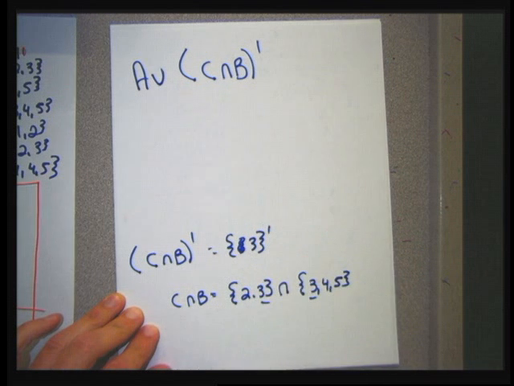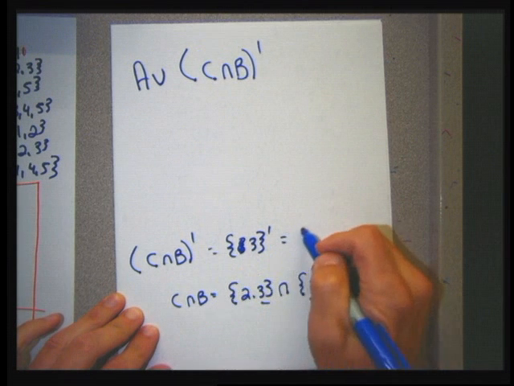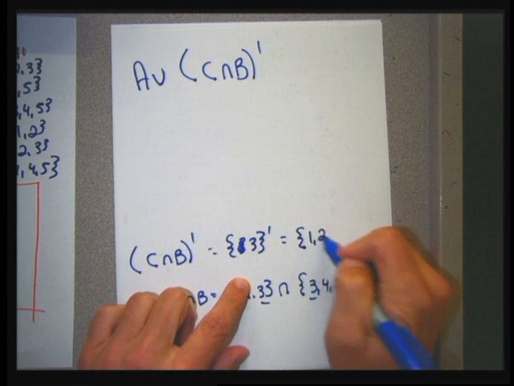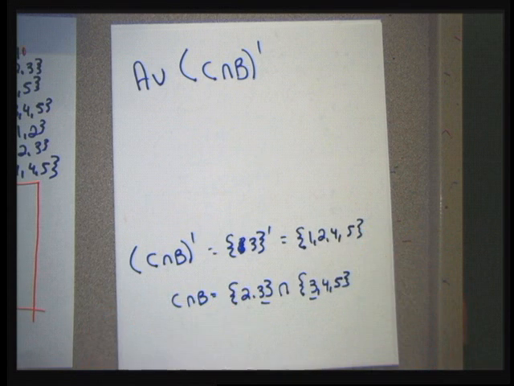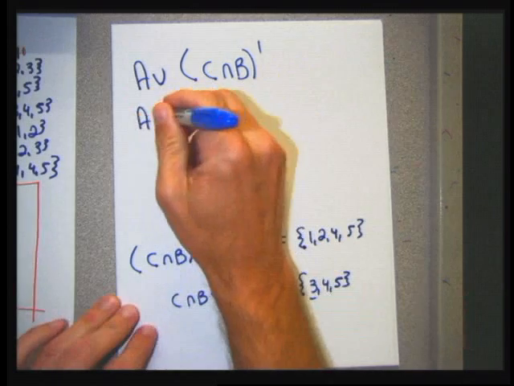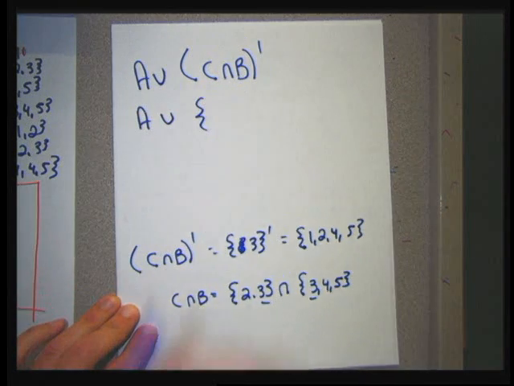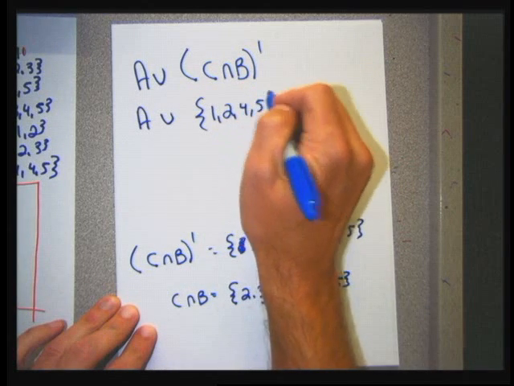But I'm priming that. To prime a set, it's anything that is in the universe that's not in that set. The prime of 3 is 1, 2, 4, and 5. Yeah, the answer is going to be the same. So what I'm going to do is take the A set and union that with the C intersection B prime set. C intersection B prime is 1, 2, 4, and 5.